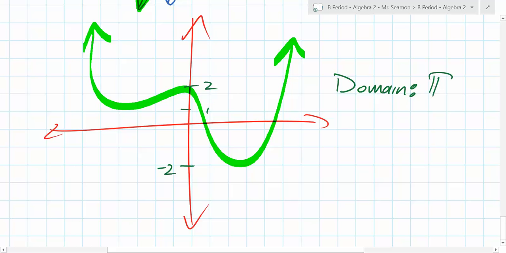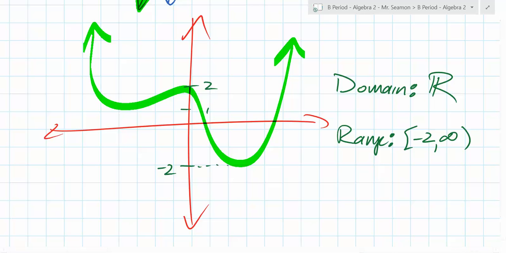What, though, is the range of this thing? Negative 2. Negative what? How far up does it go? There it goes. Keeps going up. There it is. What's the lowest value? Negative 2. How high does it go? Keeps going. So does it ever stop?